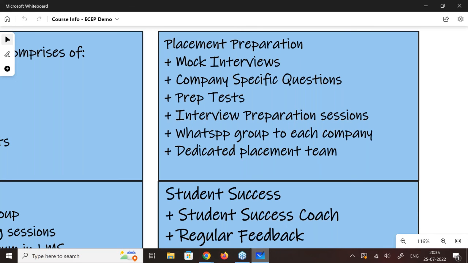And we have a dedicated placement team. Our placement team is very strong in terms of bringing new companies, in terms of coordinating with the students as well as HRs, so that the hiring and onboarding process is smooth.